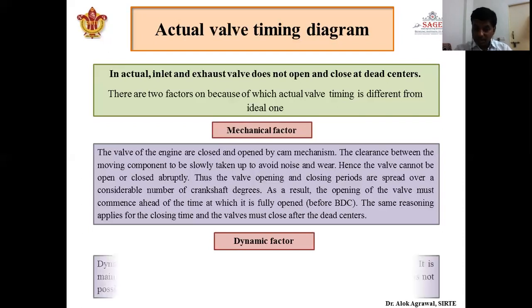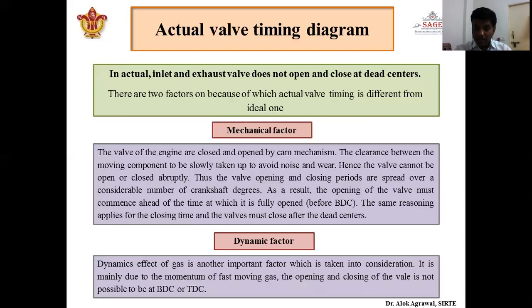Similar is the case when the exhaust stroke is happening. We cannot close the exhaust valve when the piston reaches top dead center. We will make some delay in closing the exhaust valve, so that the maximum amount of burned gases will go out of the combustion chamber, so that there is enough space for fresh charge to get inside the combustion chamber. So this is the dynamic factor because of which we cannot close the inlet valve just at BDC.